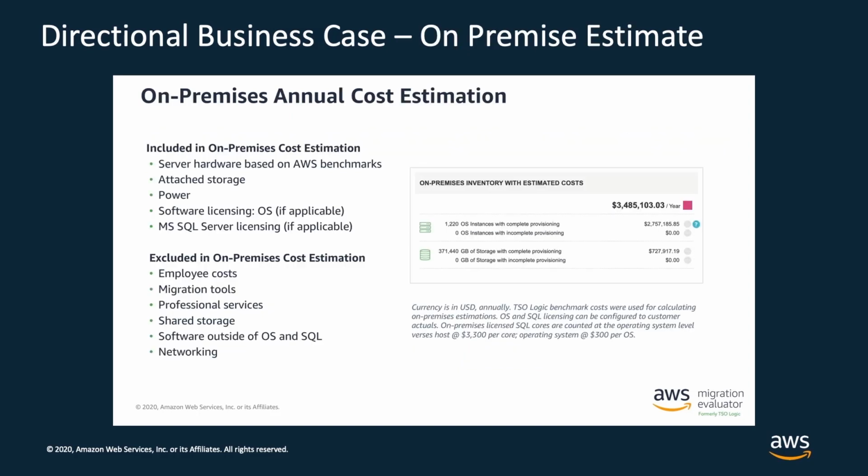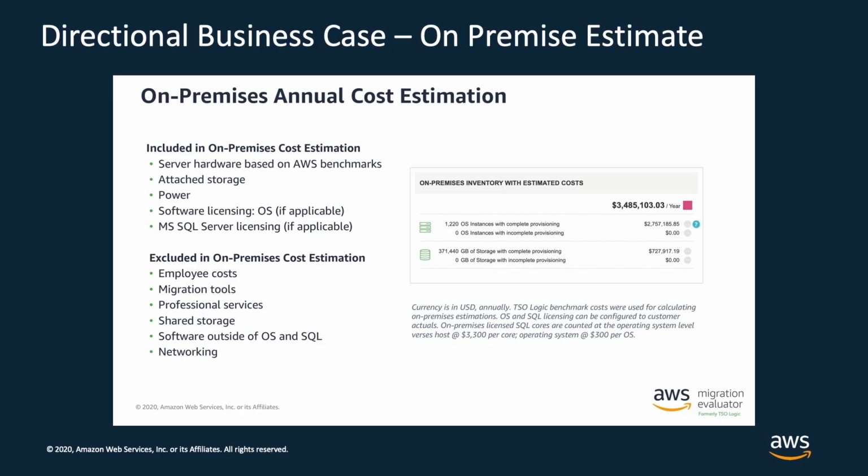Next, we have a more detailed view of the on-premises costs, showing what we include and what we exclude in this estimate. The estimate includes server costs based on our database of server pricing, the costs of storage attached to those servers, the cost of power and cooling for those servers, any OS and hypervisor licensing costs, and any SQL licensing costs. We exclude costs such as labor costs, any migration tooling, any partner costs, the costs for storage that is not attached to servers, any application software costs, and any networking costs.